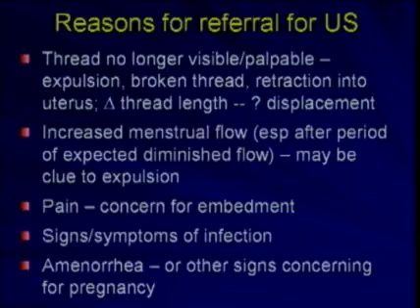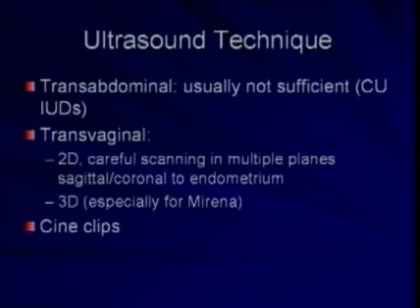Now, increased menstrual flow, especially after a period of time where the flow has become diminished, which is what one expects, may be a clue to expulsion. Pain raises concern for embedment. There may be signs and symptoms of infection, or the patient may present with amenorrhea, which could be a sign of concern for pregnancy. What is the technique that we use to evaluate these patients?